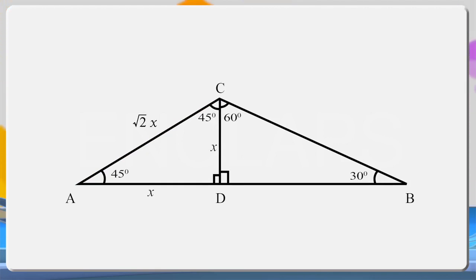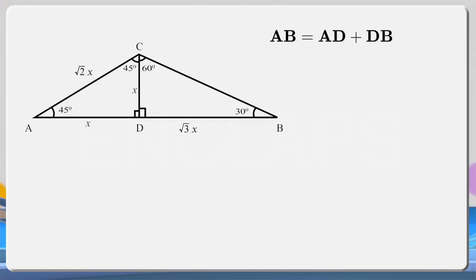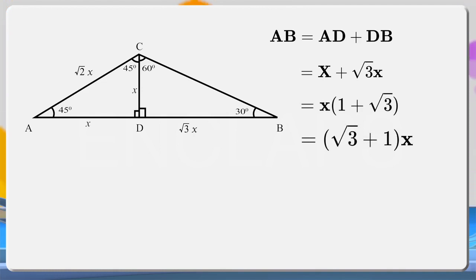Then in the triangle BDC, we know CD is x and the side DB is root 3 x as it is opposite to the 60 degree angle. Also, the hypotenuse is obtained by multiplying x by 2, so hypotenuse BC is 2x. Now we get that AB equals AD plus DB, that is x plus root 3 x. Now taking x common, we get x into 1 plus root 3. This can be written as root 3 plus 1 into x also.